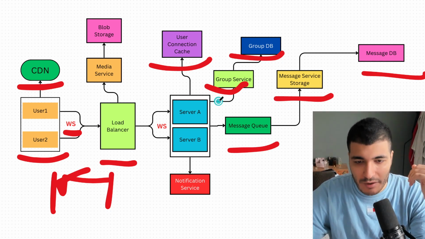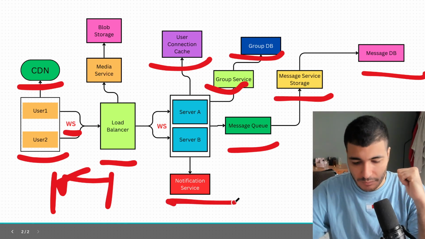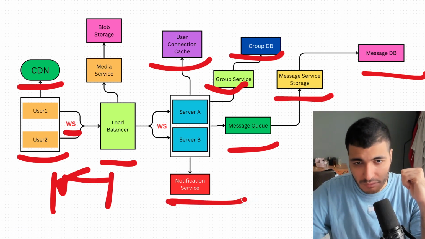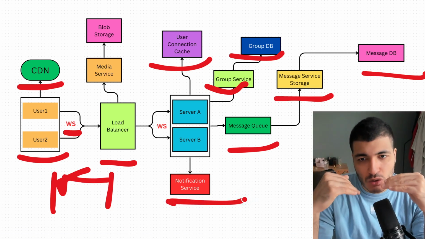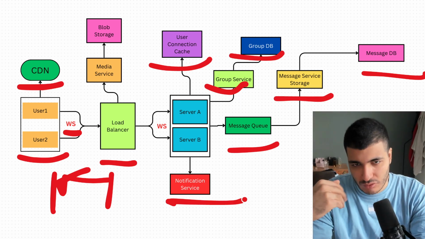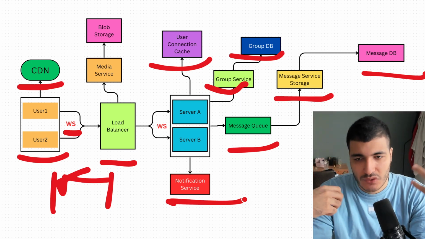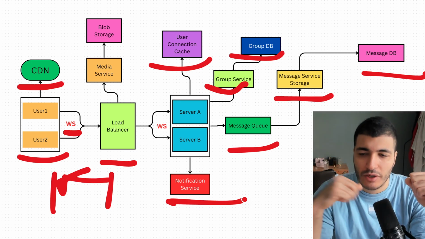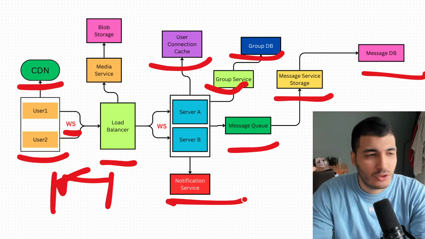Okay, next we have the notification service. It sends push notifications when a user is offline, and integrates with mobile push services like Firebase or APNs, which is for Apple. It's basically like, hey, new message from John or from Muhammad or whatever it will be.